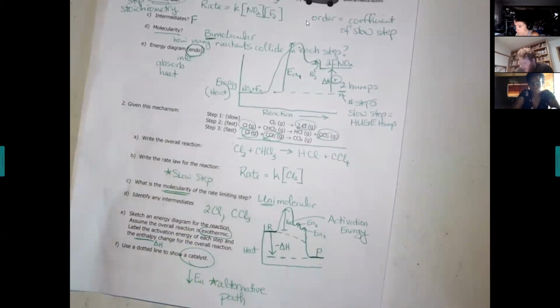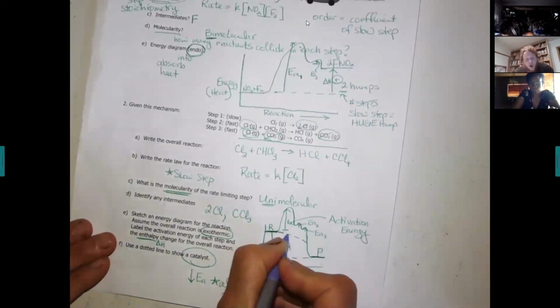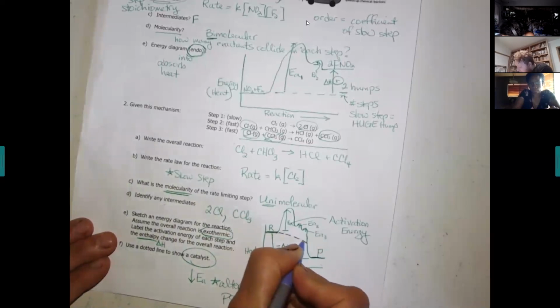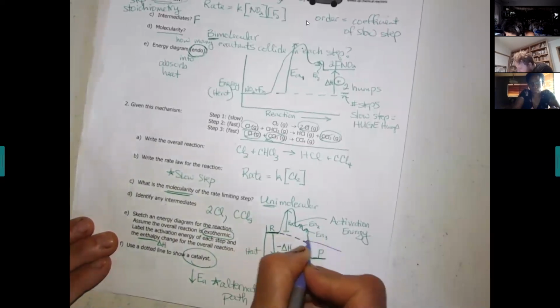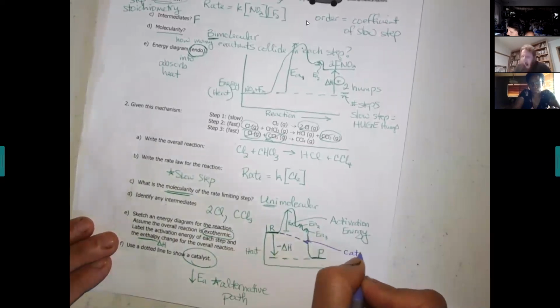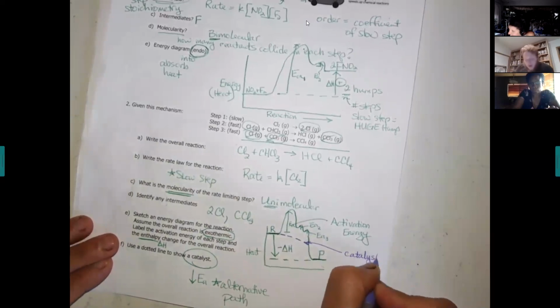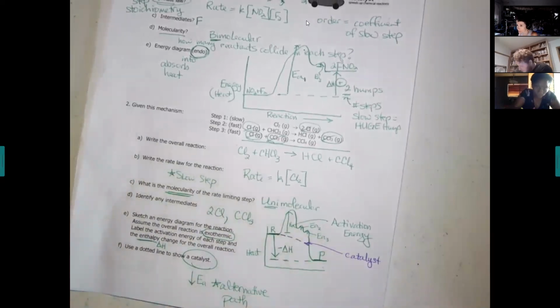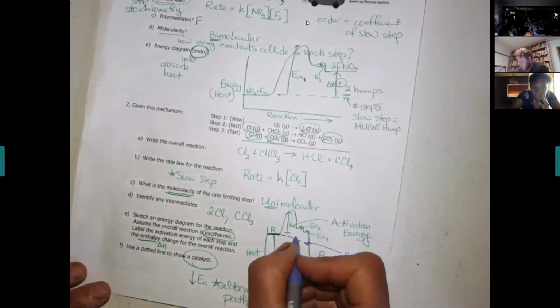You know what? I do have other colors, so we can do a purple cat. That's the catalyst. The catalyst does not change the beginning, does not change the end. So it does not change the delta H. It just gives you a way around the activation energy. And if you want, you can draw a cat on your catalyst.